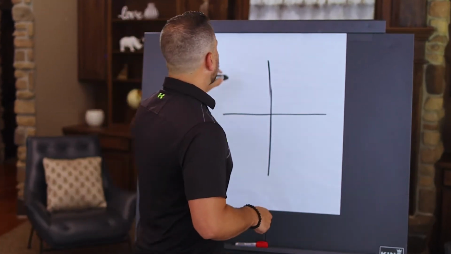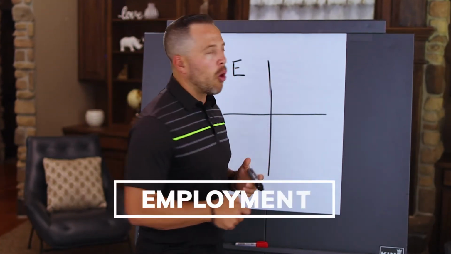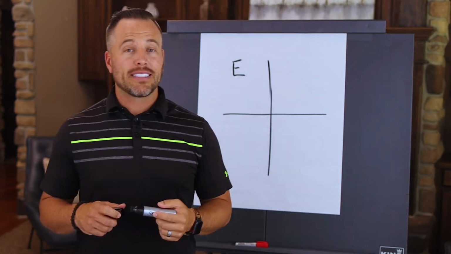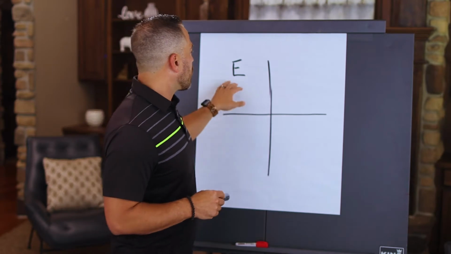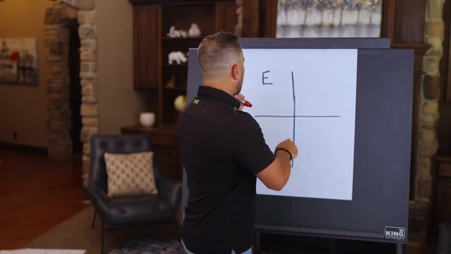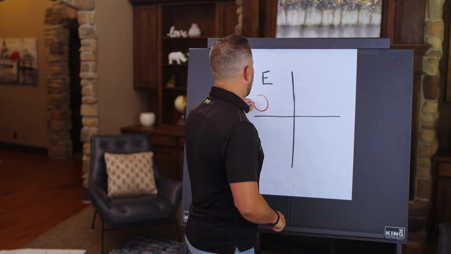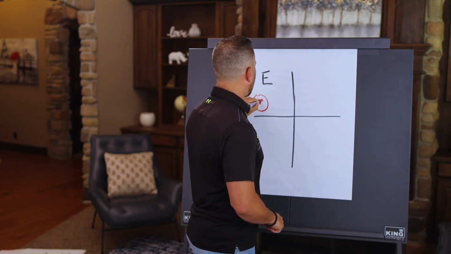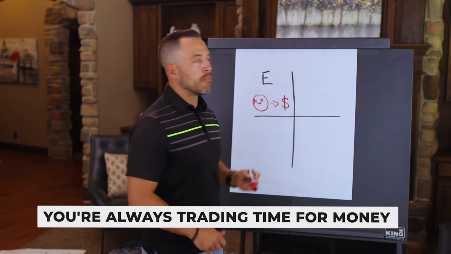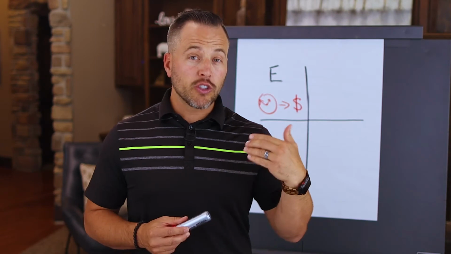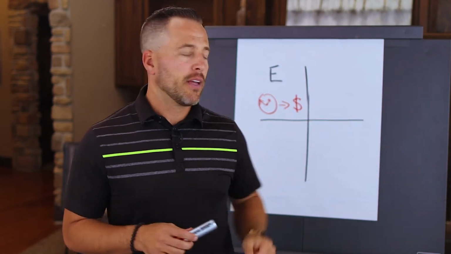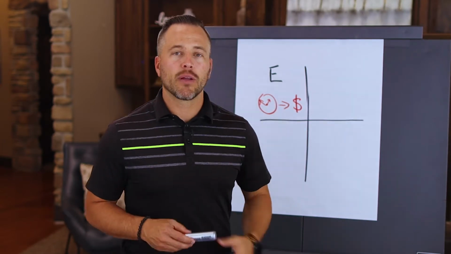Now, this first quadrant is employment, right? Most people sit in this quadrant and a lot of people reside and stay in that quadrant. If you want to break it down, this is where you're always trading time, and I'm just going to make a quick clock, but I know there are better clocks out there. You're always trading time for money, meaning as long as you wake up and you punch in, you can go out there and make money.